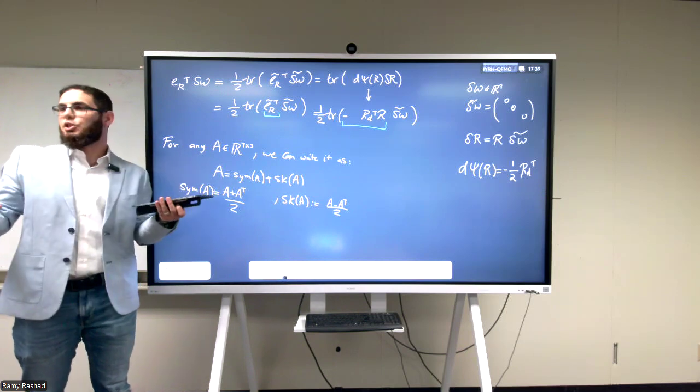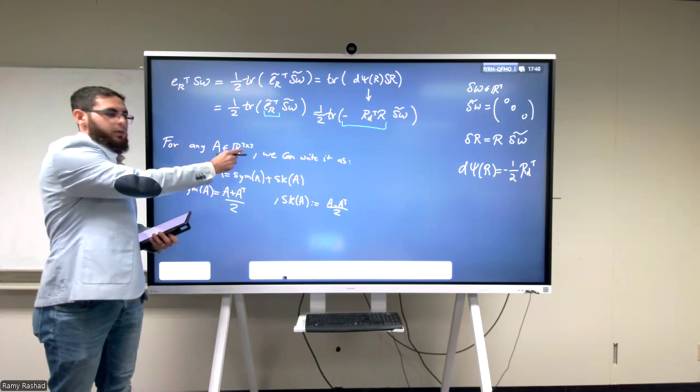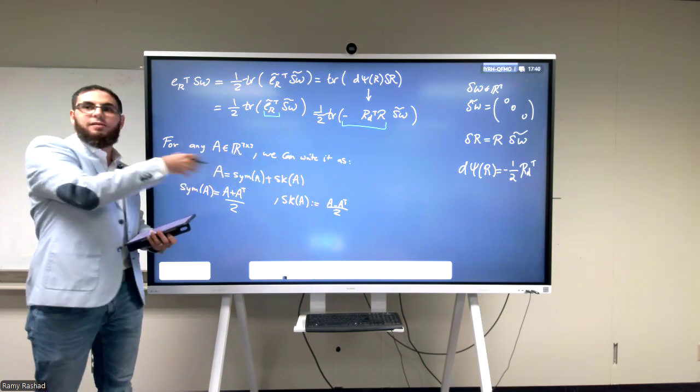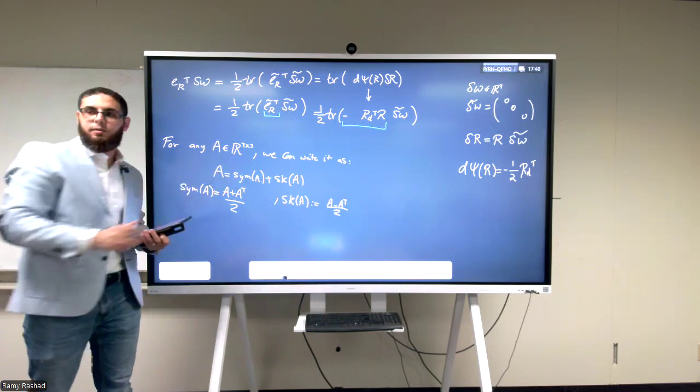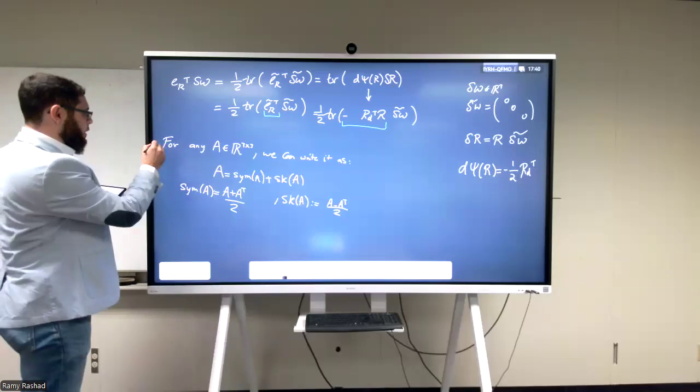This is actually a decomposition of the vector space. We're decomposing the vector space of 3 by 3 matrices into a symmetric part and a skew-symmetric part. And so this is one property.